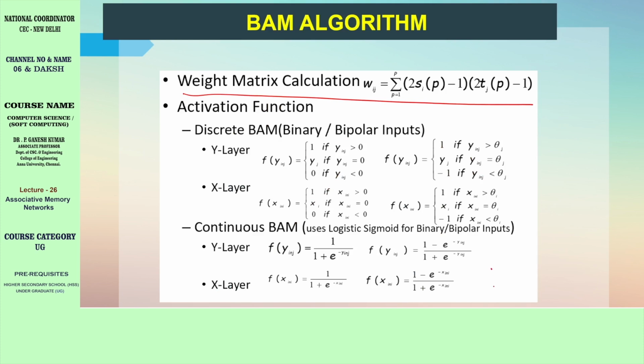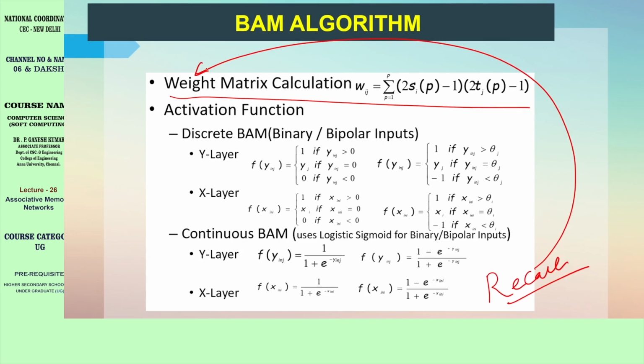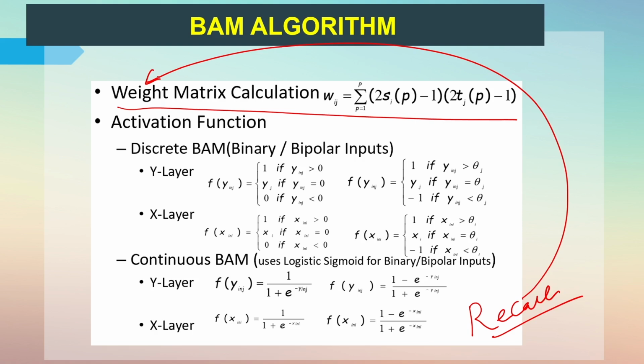The major purpose of this neural network is the recalling behavior. When this neural network does the recalling behavior, it is only based on the weight updation process. Based on the weight updation process, the recalling behavior is calculated, and this is the formula that is used for weight updation. And what is the activation function?